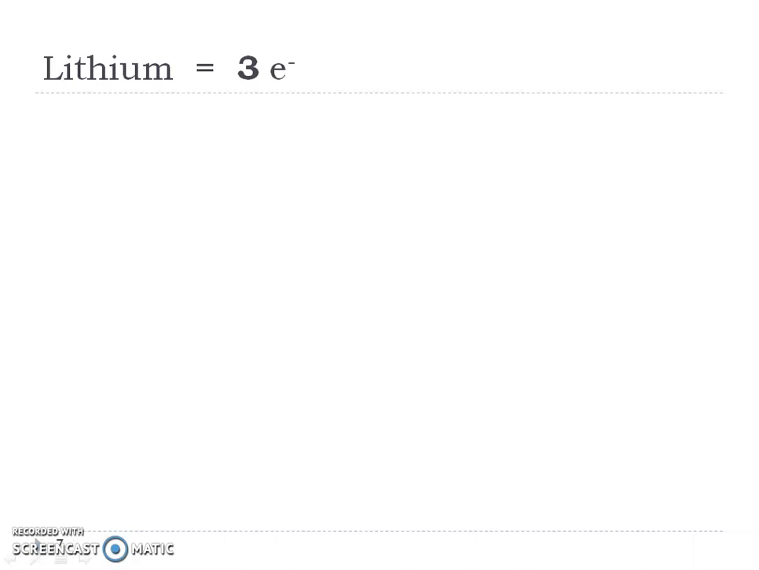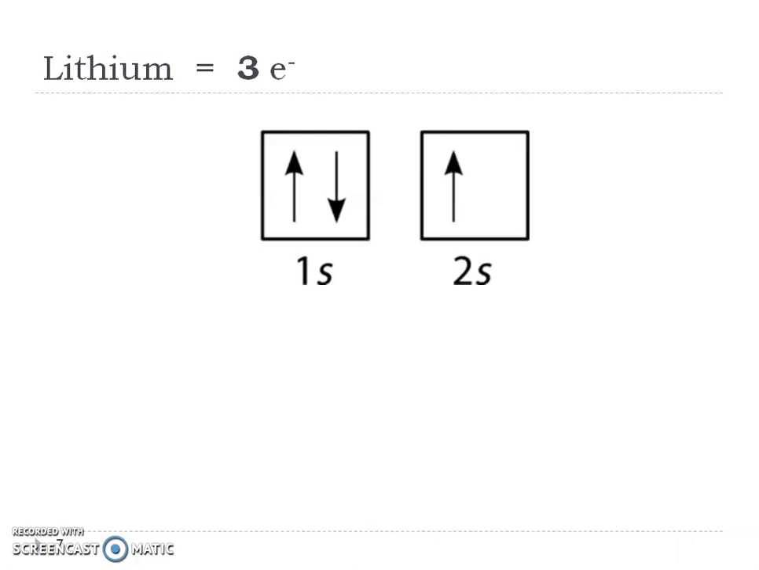So at this point, you should have paused, or you're going to pause now, and draw however many boxes you need per sublevel in order of energy, lowest to highest, and then put in those arrows, one up, one down, for that spin. So you should have drawn 1s for 1 box, 2 electrons. So 3 minus 2 gives you 1 more electron. So I'm going to draw the 2s orbital, or the 2s box, with 1 electron.